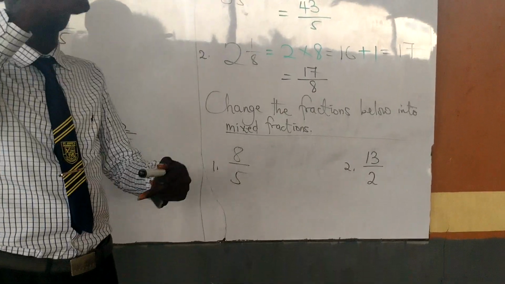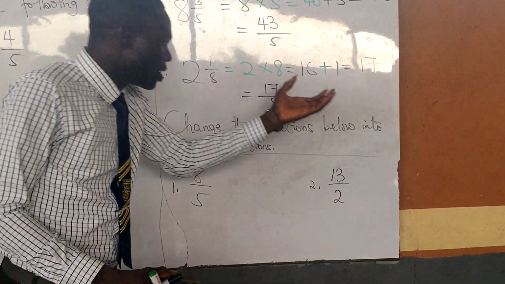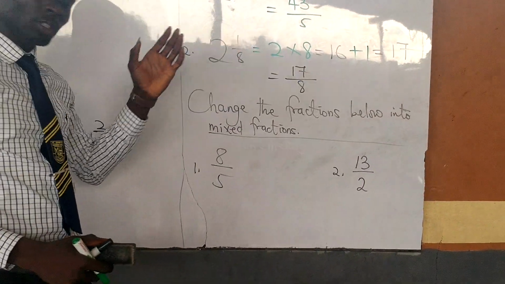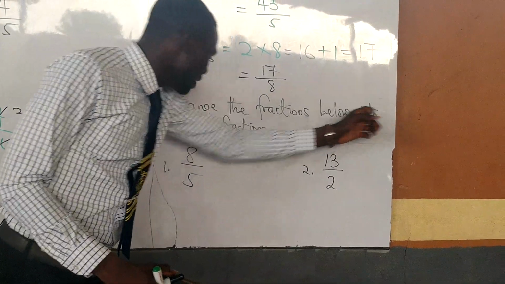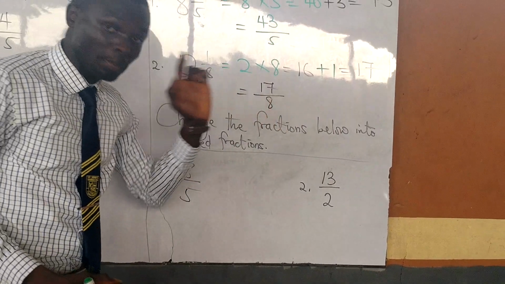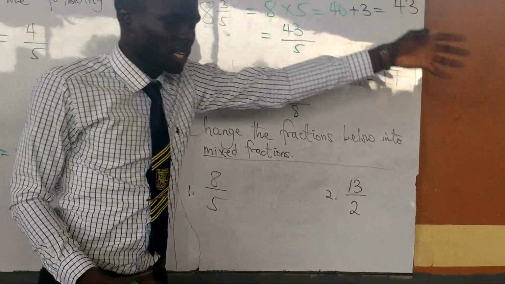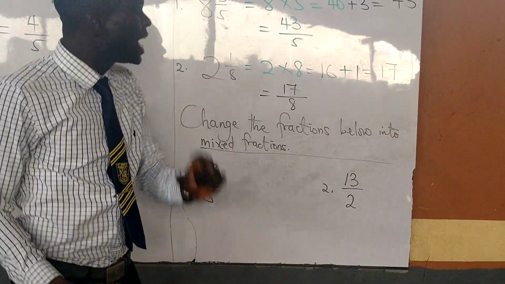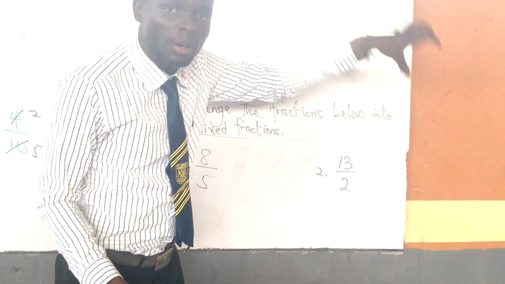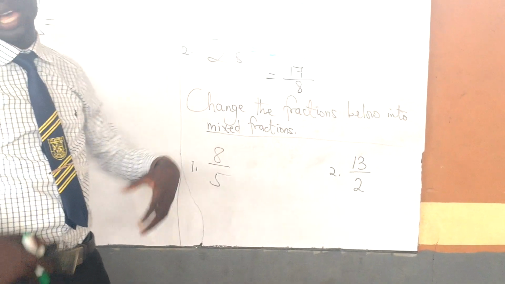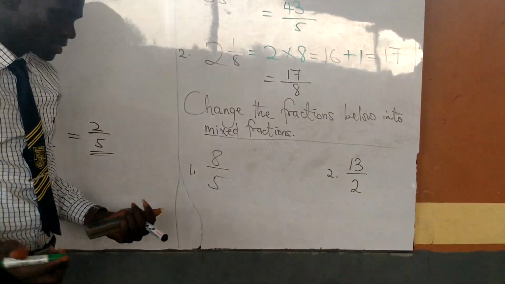Now let's look at the vice versa of this, where we'll be given the improper fraction, then we change it to mixed. So it says change the fractions below into mixed fractions, which means we have been given improper fractions, then we'll change them into mixed. If we are able to change mixed into improper, then we can also change improper into mixed. We are just recalling what we've been taught in class 6.